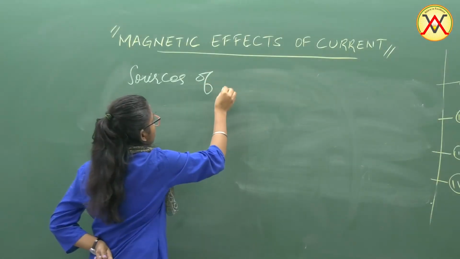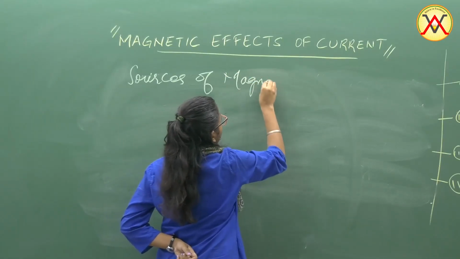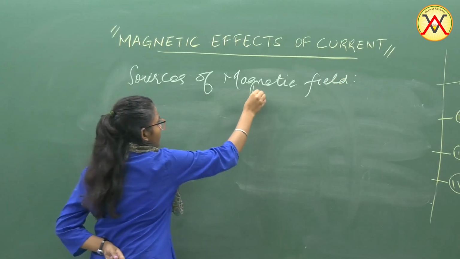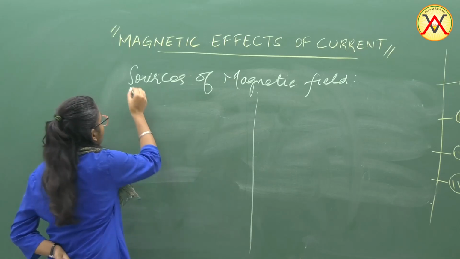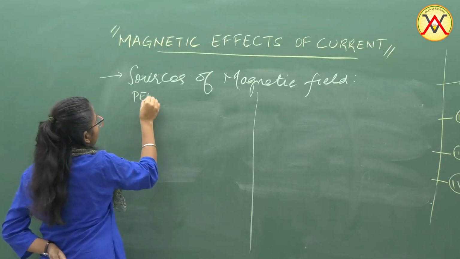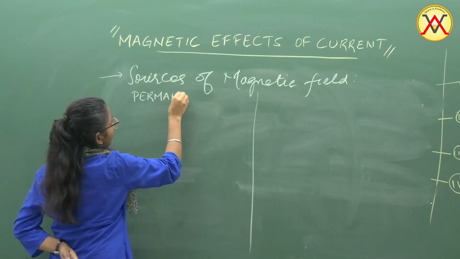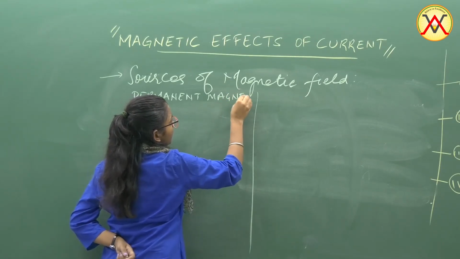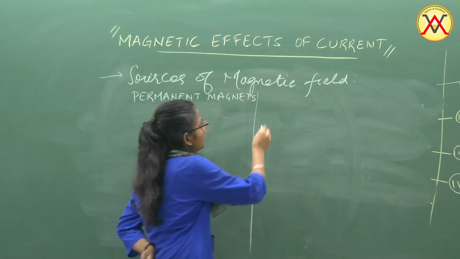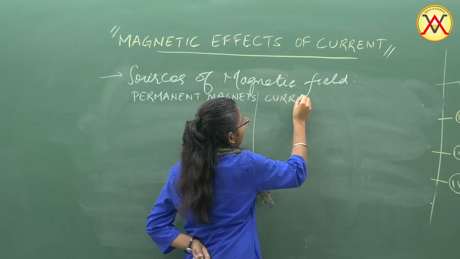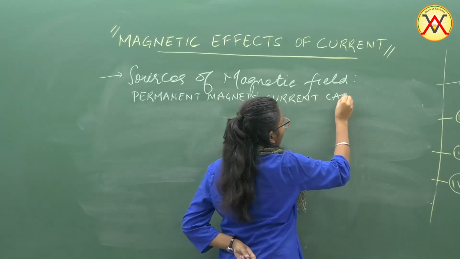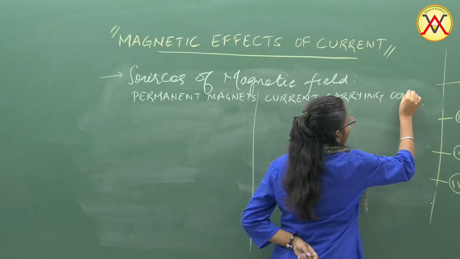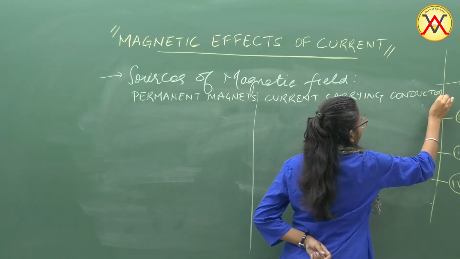Okay. Sources of magnetic field. We shall be discussing two kinds of sources. First one, permanent magnets. Second one, our current carrying conductors.